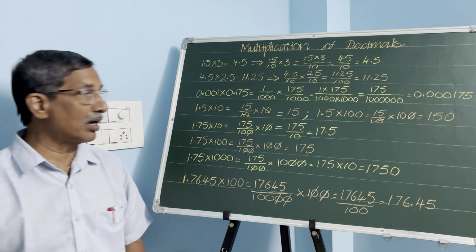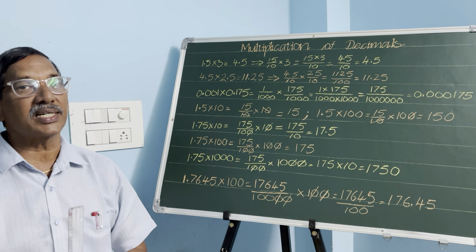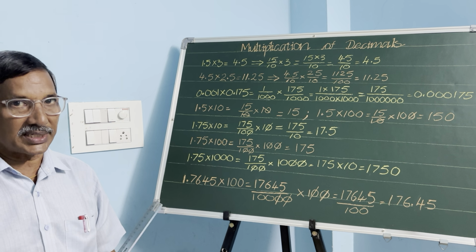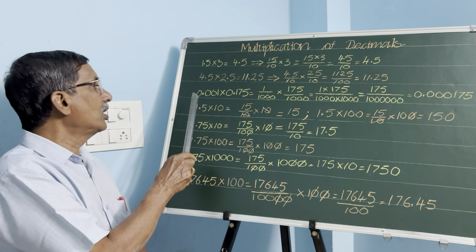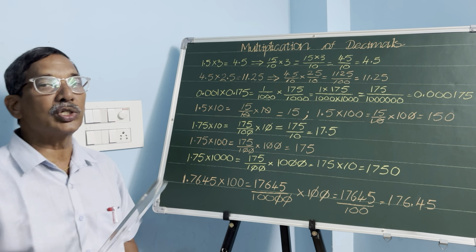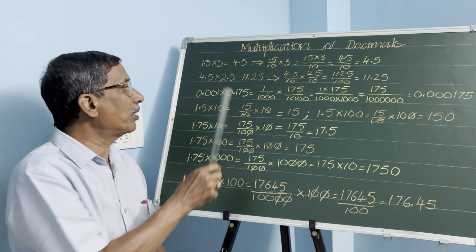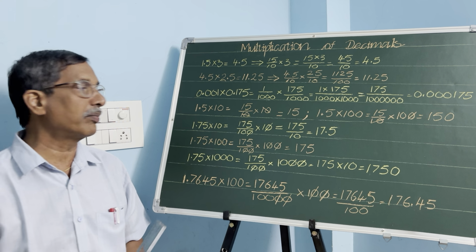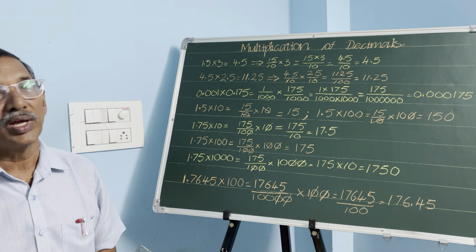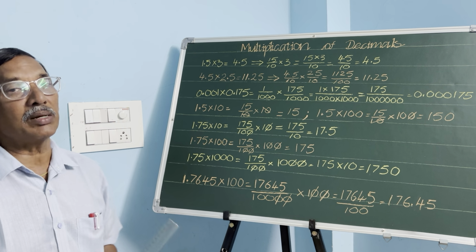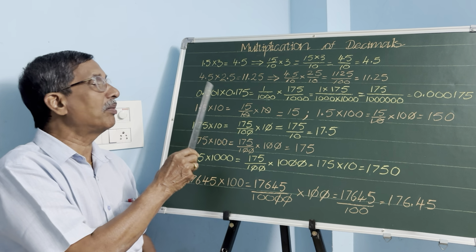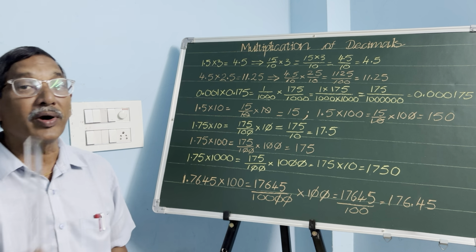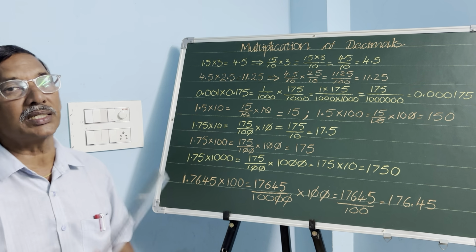Coming to the next example, we will clearly understand the multiplication of decimals here. We have 0.001 into 0.175. 0.001 multiplied by 0.175. We have 6 decimal points, 3 in the multiplier and 3 in the multiplicand. So our product should have 6 decimal points.